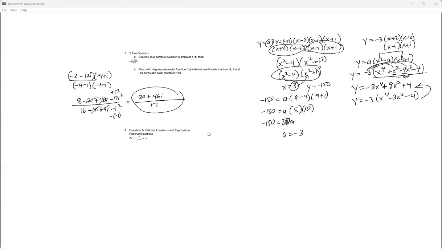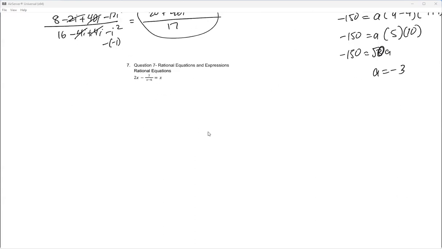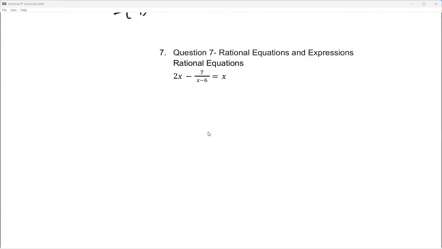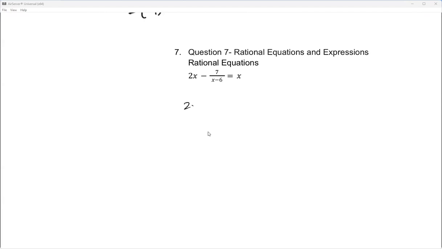Number 7 is rational functions here. Again, you want to get the common denominator. So the 2x needs an x minus 6. The minus 7 does not. And the x needs an x minus 6. These are all trying to get the common denominator. So you distribute, it'll be 2x squared minus 12x minus 7 equals x squared minus 6x.